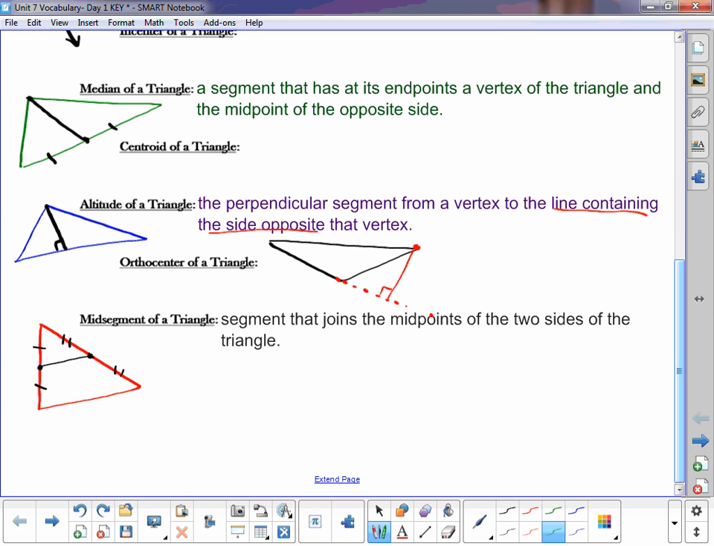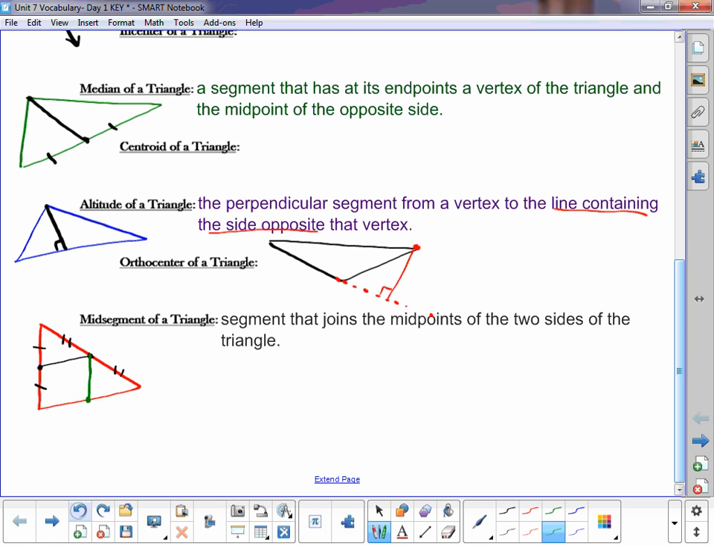Let's take a look. So it joins the midpoints of two sides of a triangle. So I have done the left and right side. How about I do the right and the bottom? Okay. There's another midsegment, and then the bottom and the left. That's the drawing that we saw. Yes, you have seen that drawing before. So we can have three midsegments in a triangle as well.